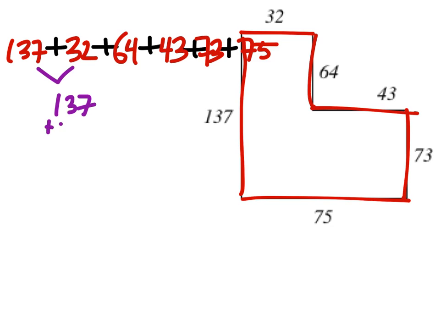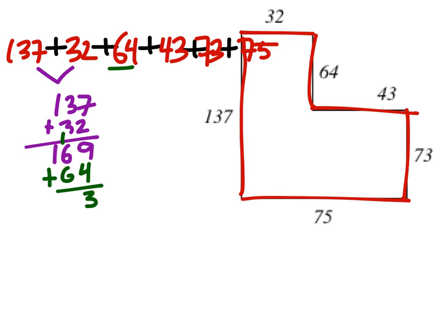137 plus 32. So I've got a 9, a 6, and a 1. So then I'm going to add this 64. So plus 64, 9 plus 4 is 13. 1 plus 6 is 7, plus 6 is also 13. And 1 plus 1, wait a sec. 7, yeah, that's good. 1 plus 1 is 2. And then I've got this 43, so I need to add that there. 3 plus 3 is 6. 3 plus 4 is 7. And I've got the 2.